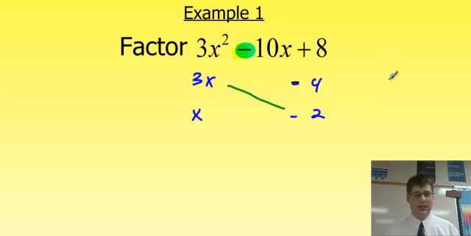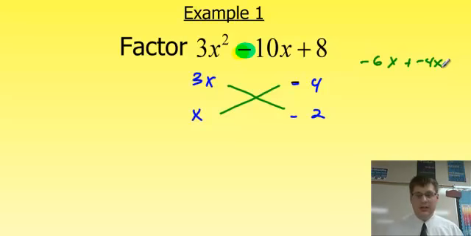Okay? So I'm going to cross multiply. So I got 3 times negative 2, which is negative 6x, and then x times negative 4, which is going to give me negative 4x. When I add those together, well, it equals negative 10x. Exactly what I want in here.